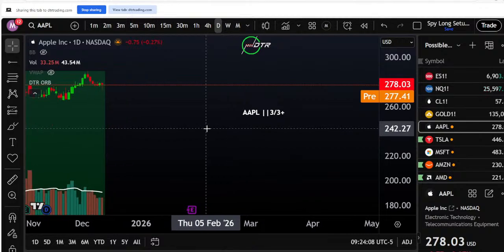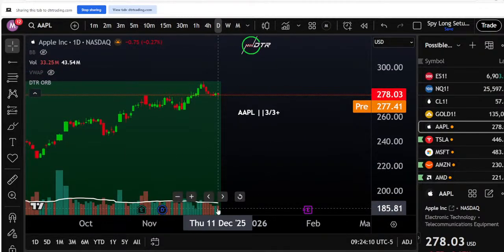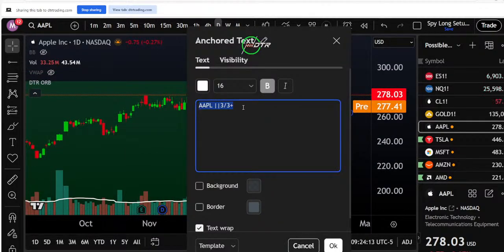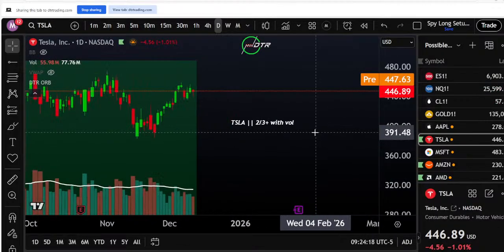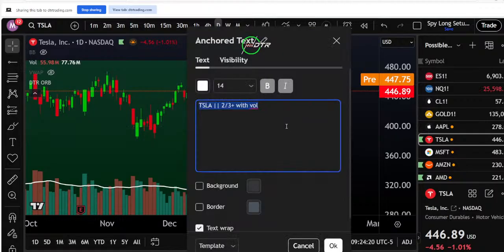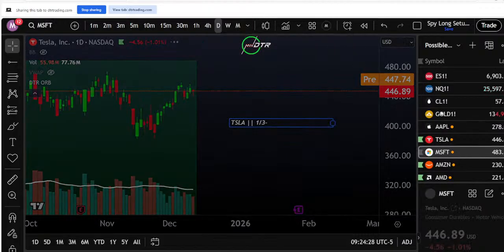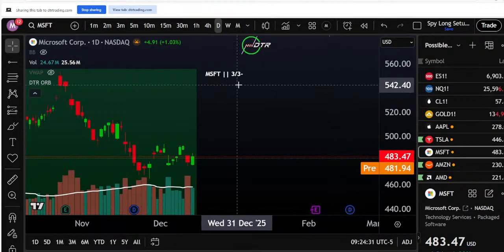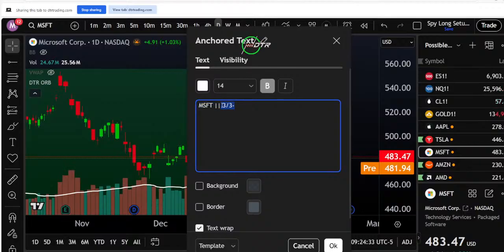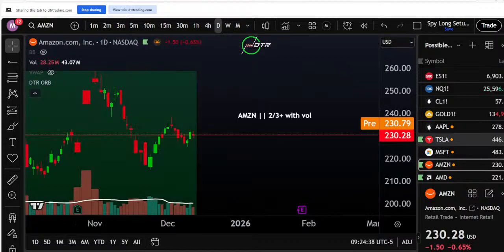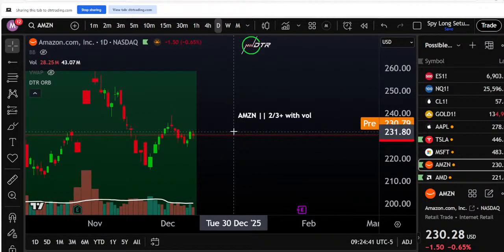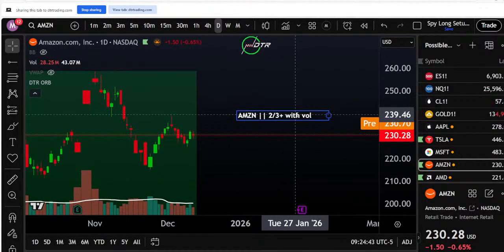Okay, Apple, red candle, volume just barely increasing, gap down. So 3 for 3 to the downside. Weak 3 for 3 looks a lot more like NQ than it does ES. Tesla 1 for 3. Microsoft 1 for 3 to the upside this time. Amazon, little inside bar.